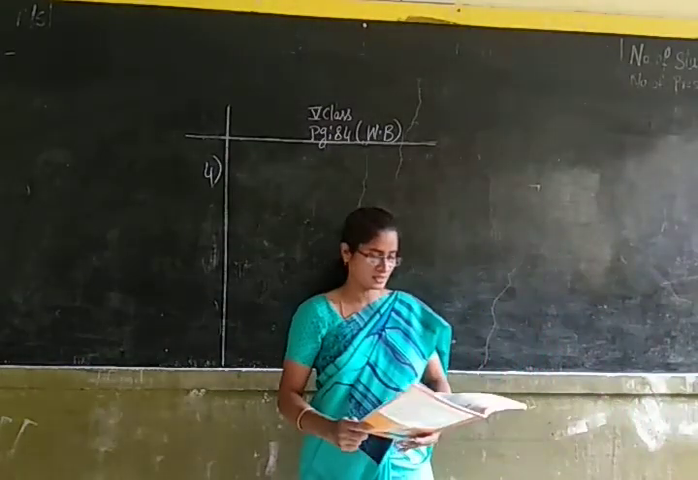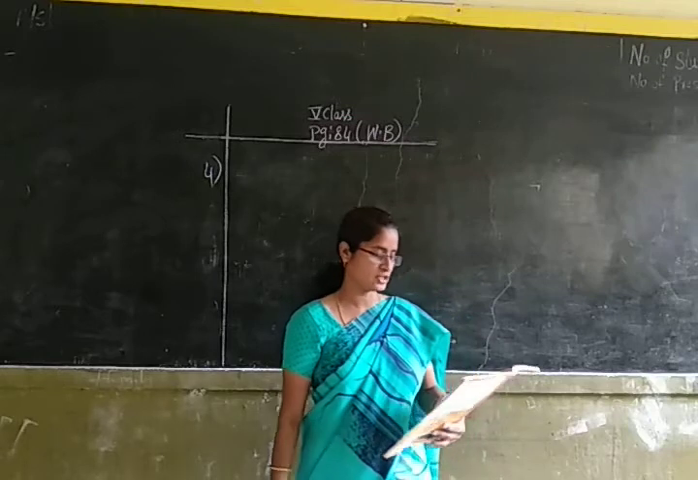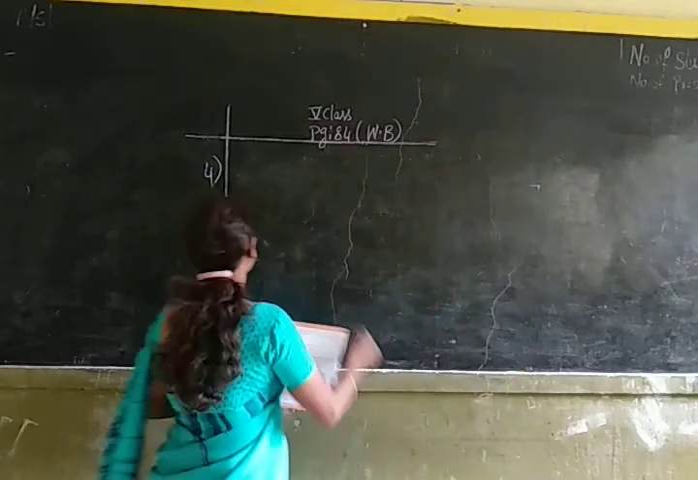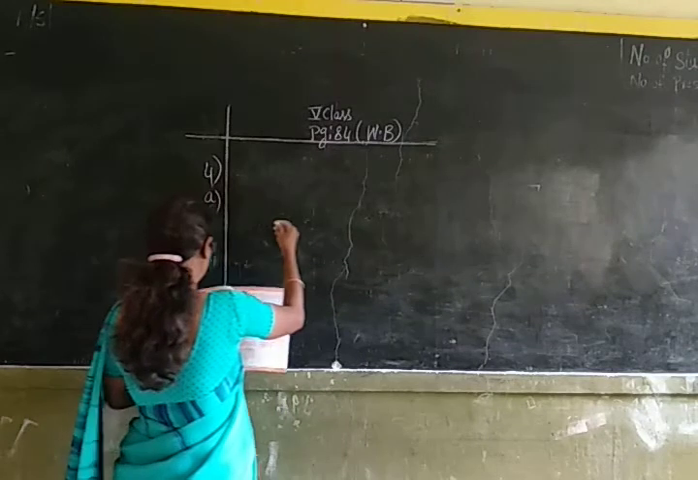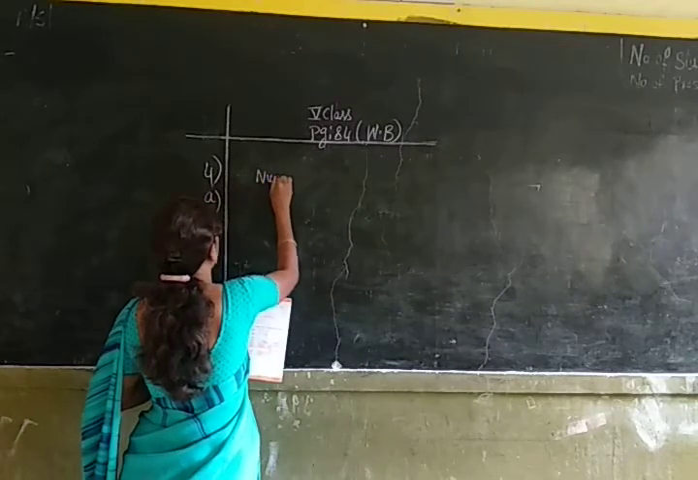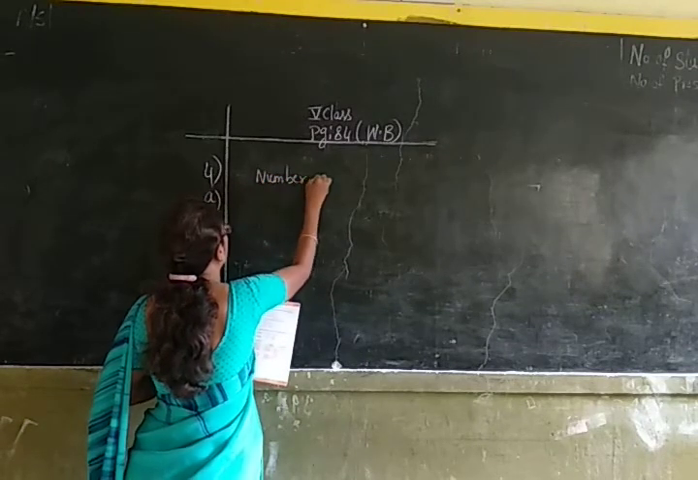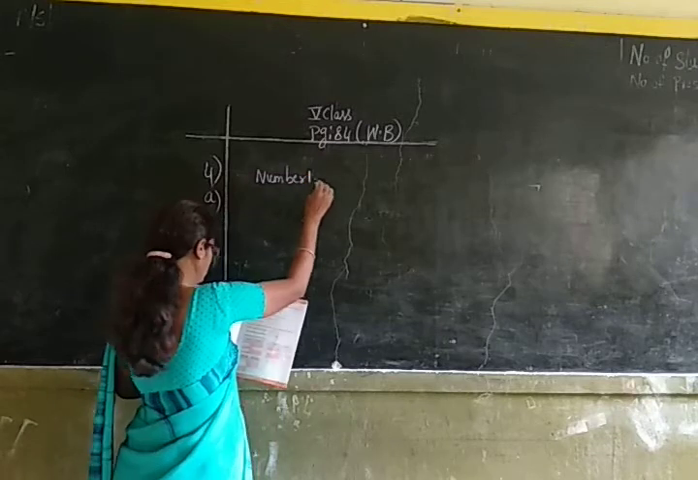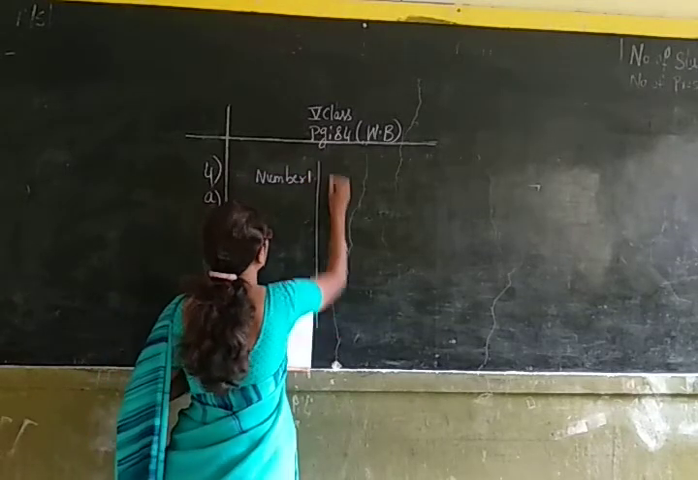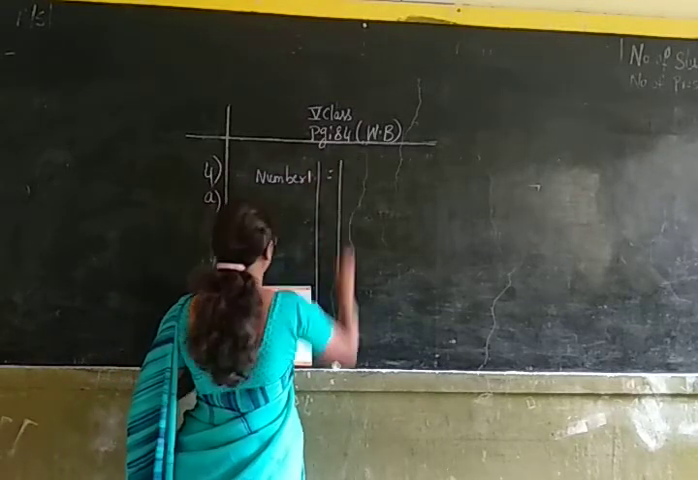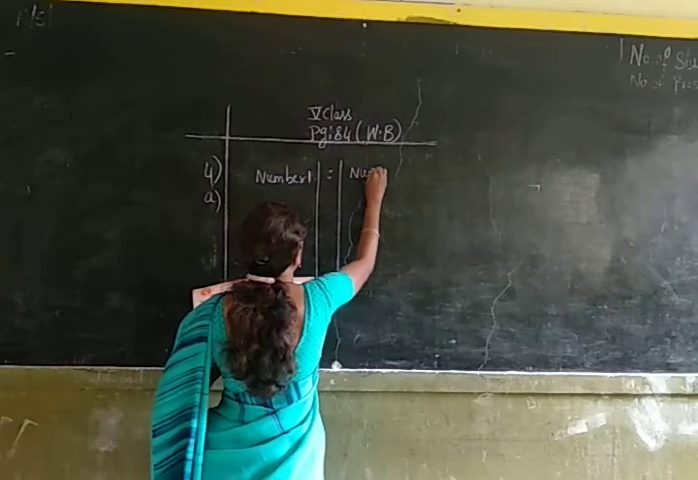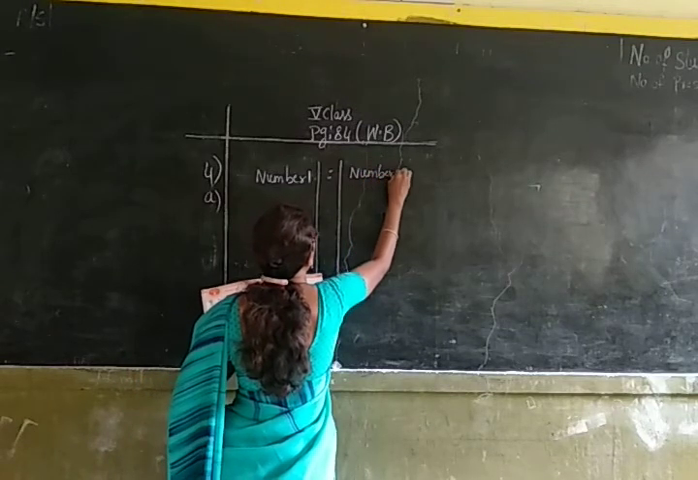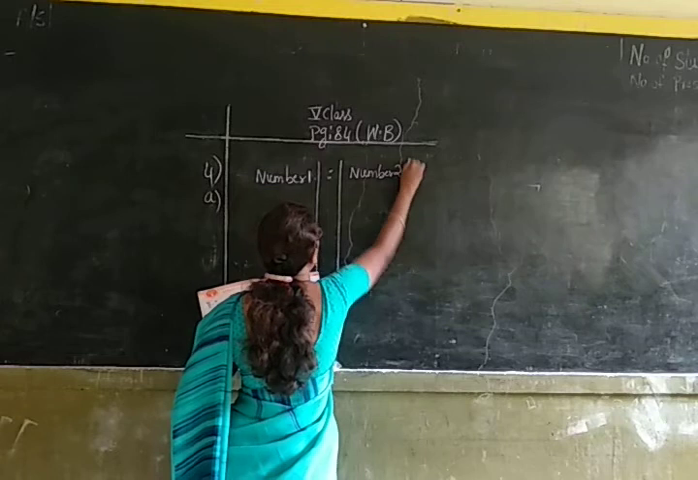So complete the grid with the equivalent ratio. Here a grid is given and you have to complete the grids. Okay children. Number 1 is to number 2.